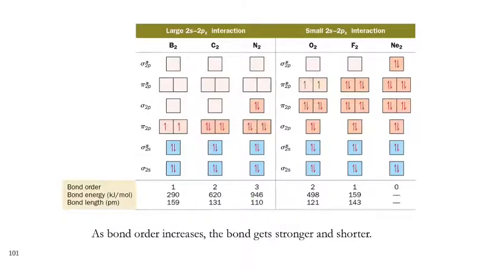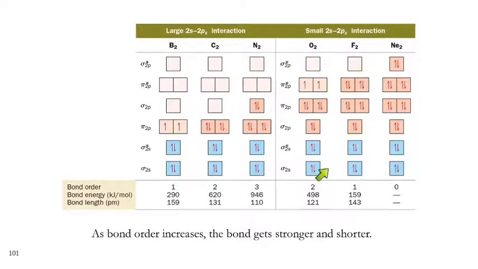We see a correspondence between increasing bond order and increasing bond energy. Bond energies were measured experimentally. And then the bond length, as the bond gets stronger, it pulls those atoms closer together. So nitrogen has the shorter bond length because it has the stronger bond. Okay?